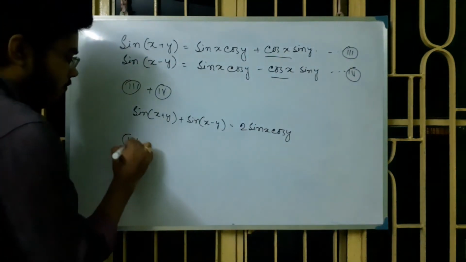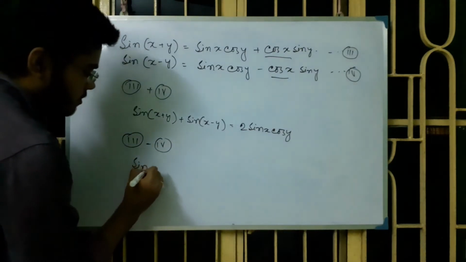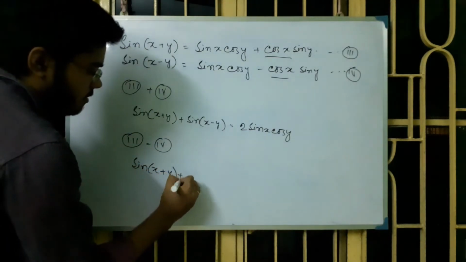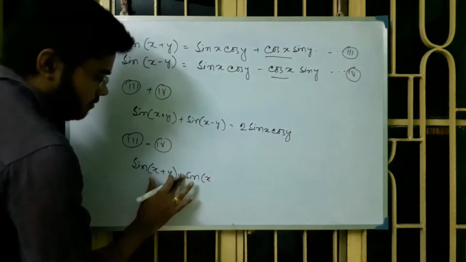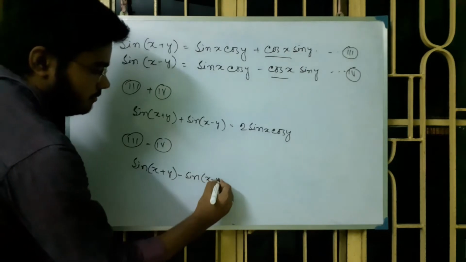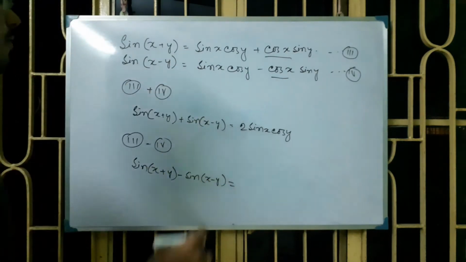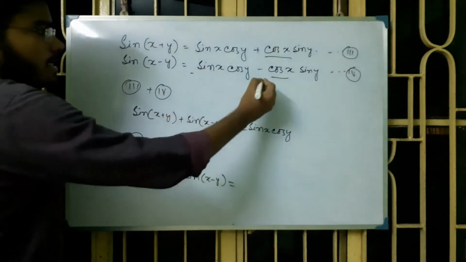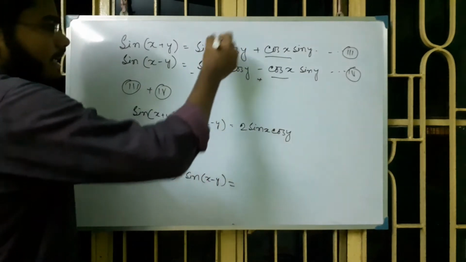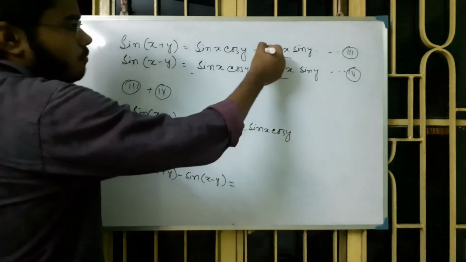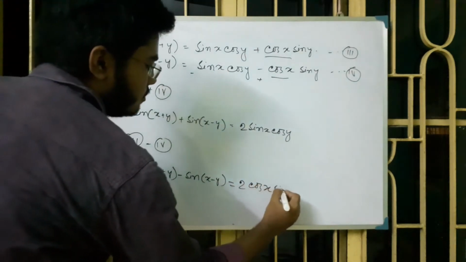Similarly, if we subtract, so subtracting sin(x+y) minus sin(x−y) equals... look, this is plus and now this is minus. If we are subtracting, this will be minus and this will be plus; minus into minus is plus, so these two will get cancelled and these two will be added. So 1 plus 1, that is 2 cos x sin y.